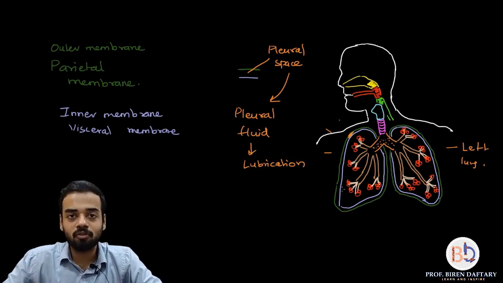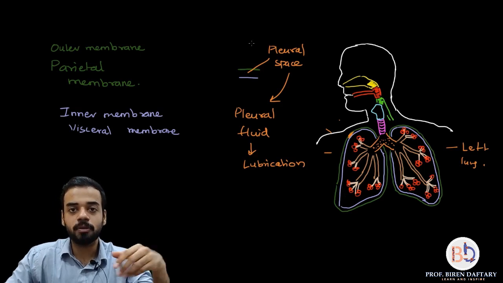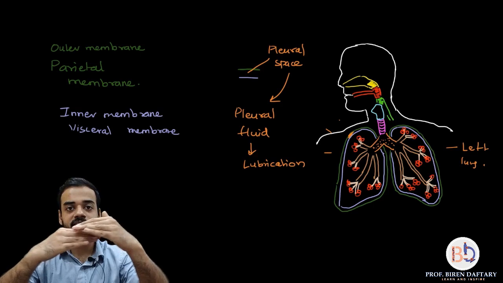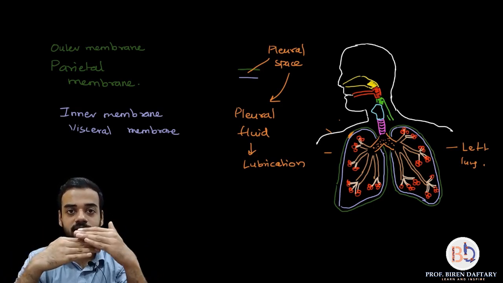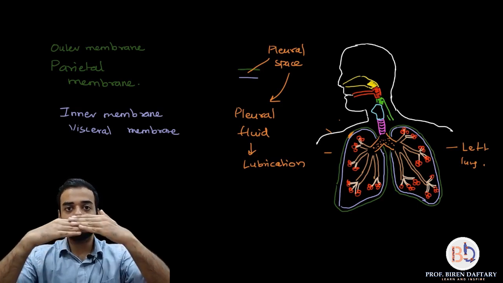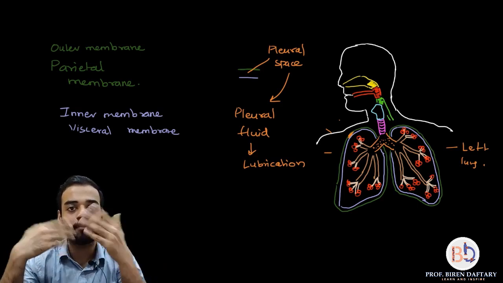See, when you breathe in, what happens is the lungs expand. And these two membranes which are overlapping go in opposite directions, so they begin to rub each other. Now if there were no pleural space, these membranes would constantly be rubbing each other, and because of the friction they would damage each other.